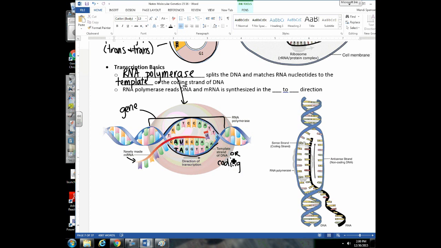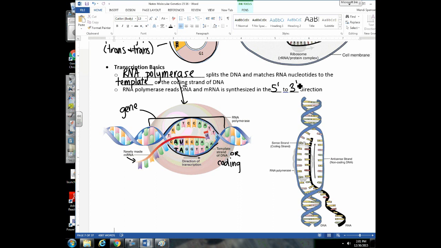It is the side that is coding for the mRNA. Now, when we built DNA during DNA replication, remember the new strands are always made in the 5' to the 3' direction. And the same goes with mRNA. So an RNA polymerase is reading the DNA and building the mRNA. That mRNA is always being synthesized in that 5' to 3' direction.